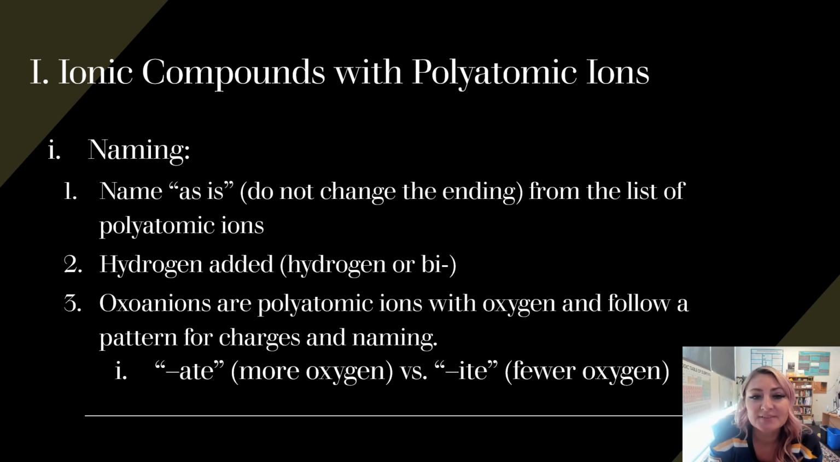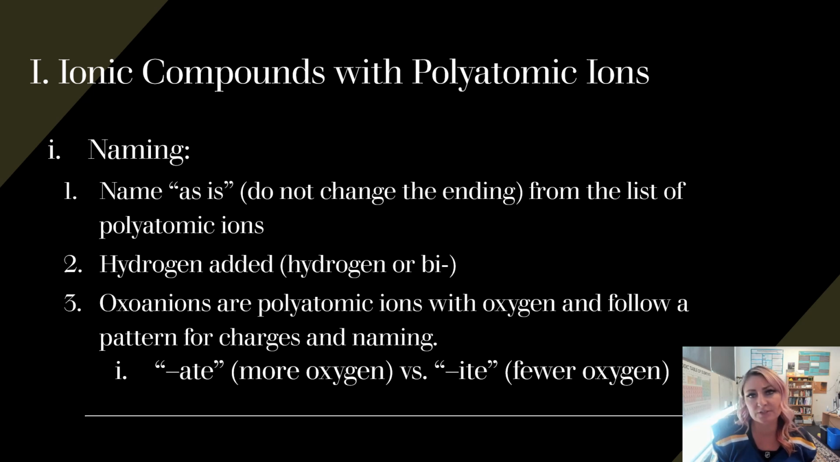For ionic compounds that include polyatomic ions, we're following all the same rules as before. We're naming the representative metal as is, just giving the name. For a transition metal, we're giving the name and the Roman numeral. The only difference is for the polyatomic ion, which is a nonmetal. So we name these polyatomic ions as is. Take the name straight off the list. Don't change the ending. Keep it as is.